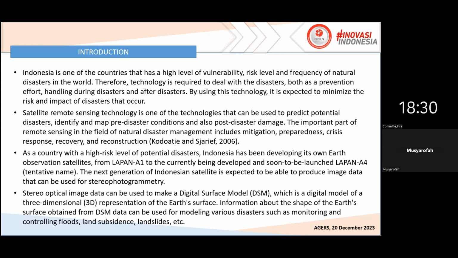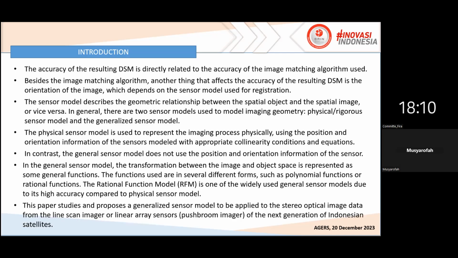Stereo optical image data can be used to make a digital surface model, which is a digital model of 3D representation of the Earth's surface. Information about the shape of the Earth's surface obtained from the DSM data can be used for modeling various disasters, such as monitoring and controlling floods, land subsidence, landslide, etc.